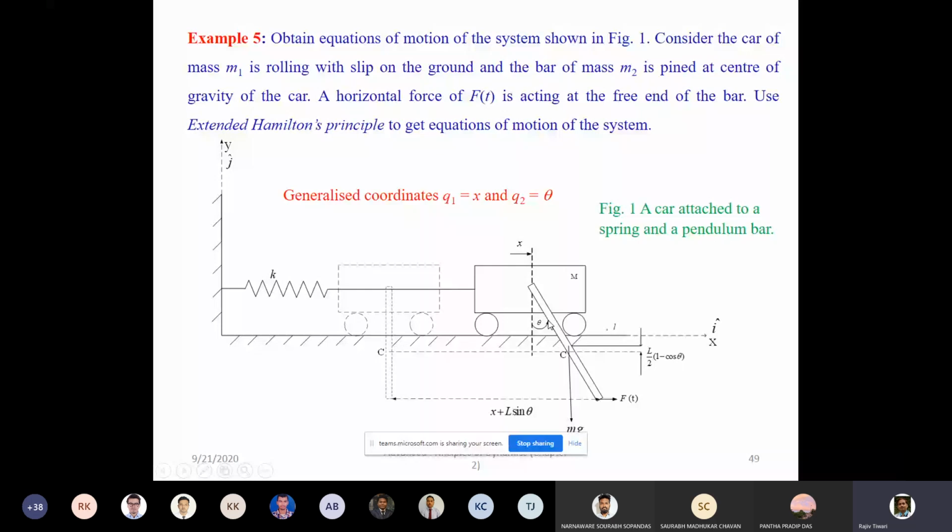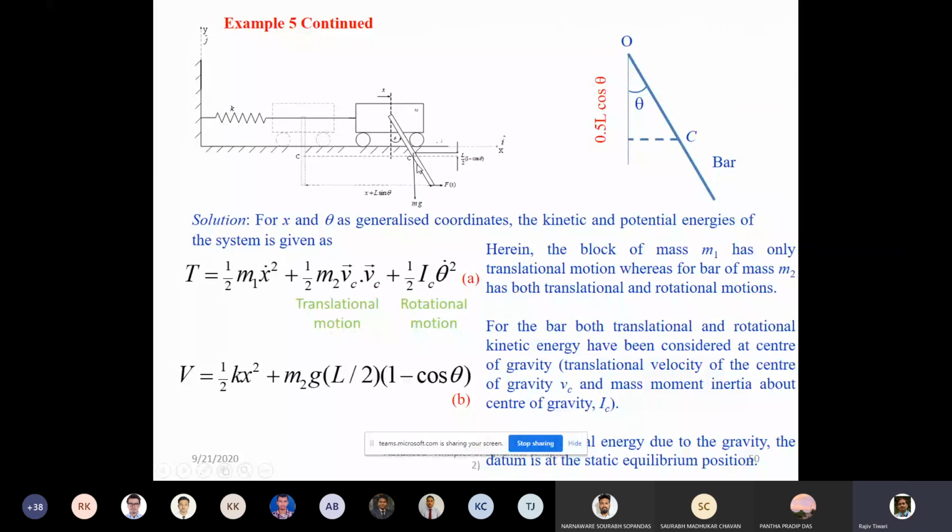So here first aim will be to obtain the potential energy of the system and the kinetic energy of the system. And then once we have those terms, then with the Hamilton principle we are able to systematically get the equation of motion. So let us see first the kinetic energy.